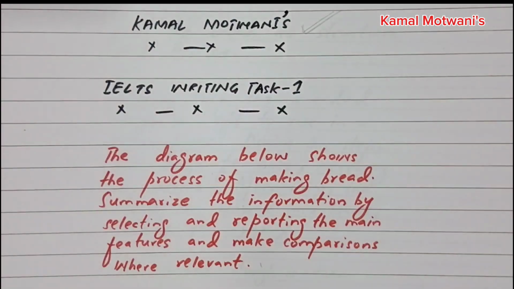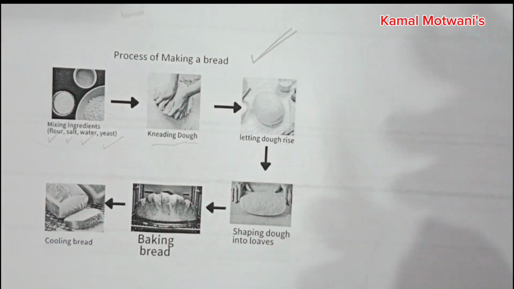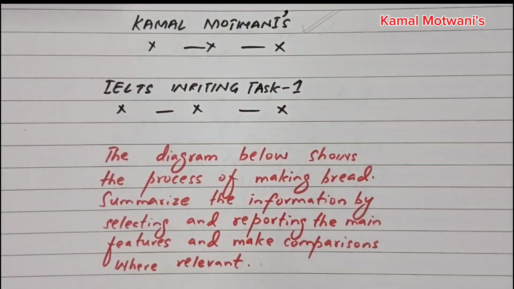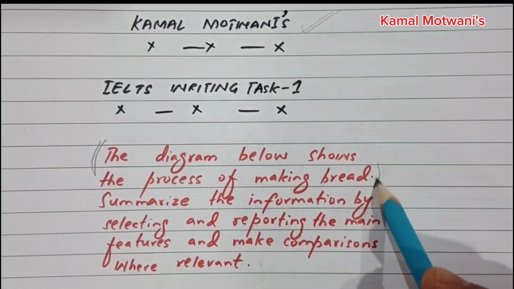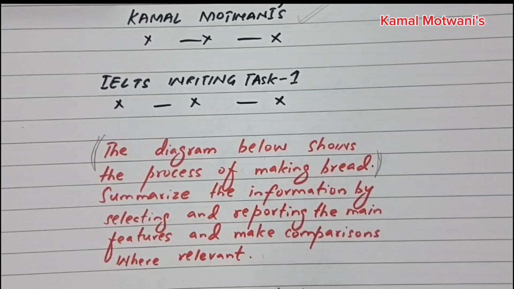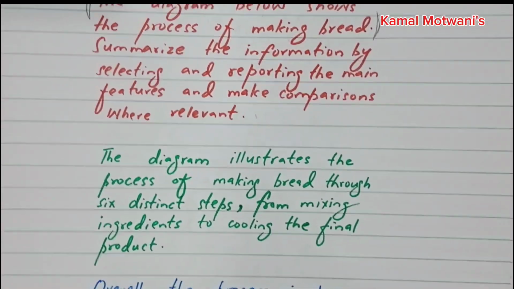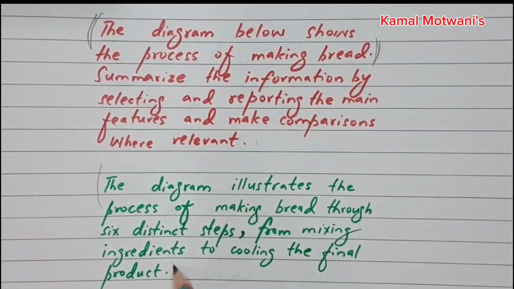So let's first write the introduction of this process diagram that we are going to solve today. So let's see how to write an introduction. I've already told you we have to paraphrase the statement by using synonyms. So let's see how I have written the introduction. Here is the introduction. The writing in the green ink depicts the introduction.